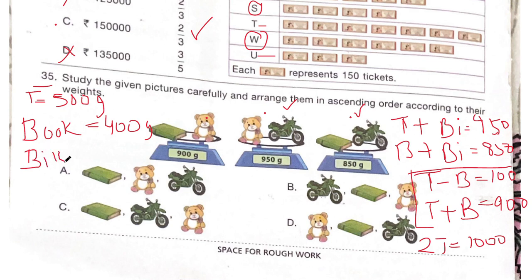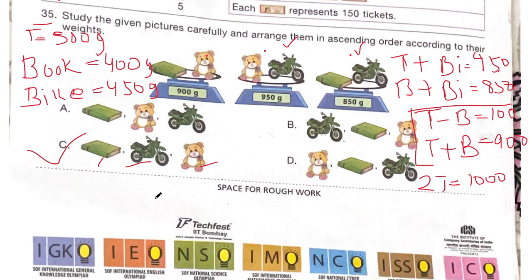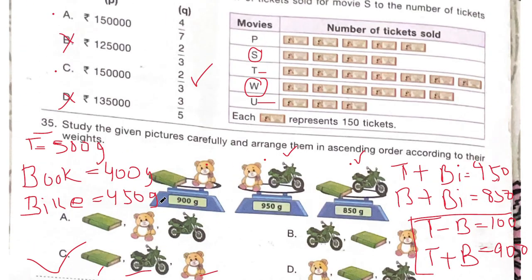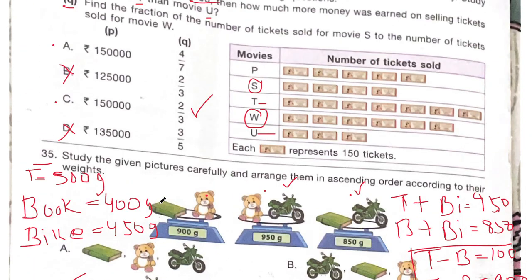Now we can arrange them in ascending order. Book is the lightest one out of these 3 objects, 400 gram. So first is book, second is bike, and the last is teddy. This is the ascending order for the given 3 objects, book, bike and teddy, that is option C. With this question, this completes this paper of grade 4 year 23 set A IMO paper.